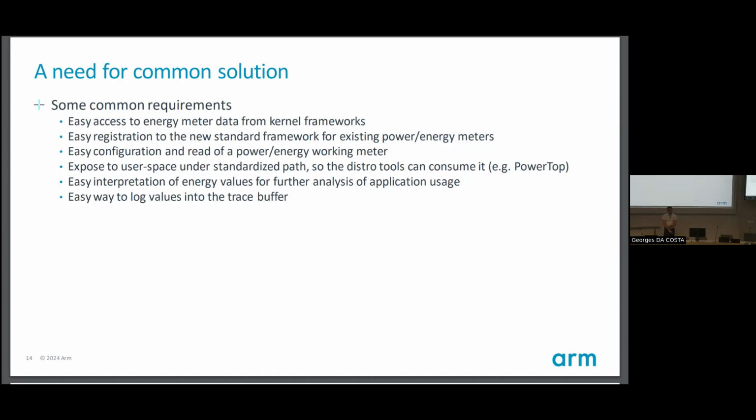And also I would like to have a mechanism that we can use for tracing, matching the time when we actually measure with what is going on in other subsystems in the kernel, such as the scheduler, so we can match these power delta values or energy values with the tasks that are currently running, and we can study this.